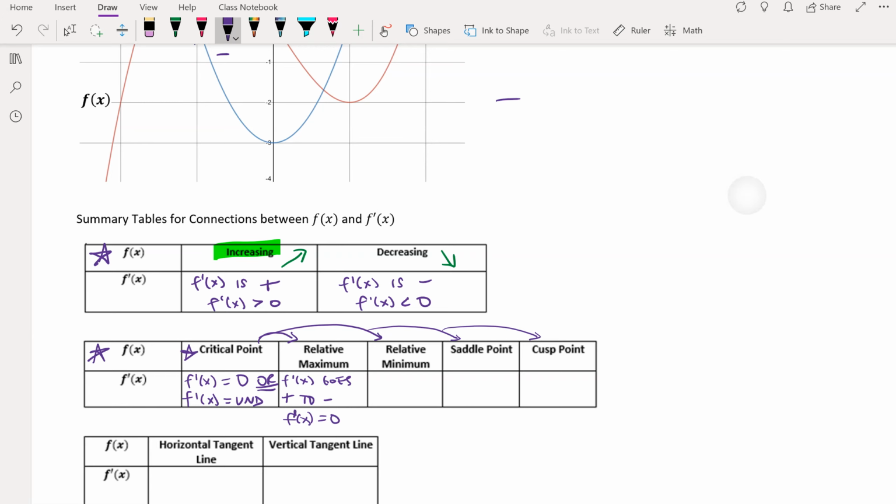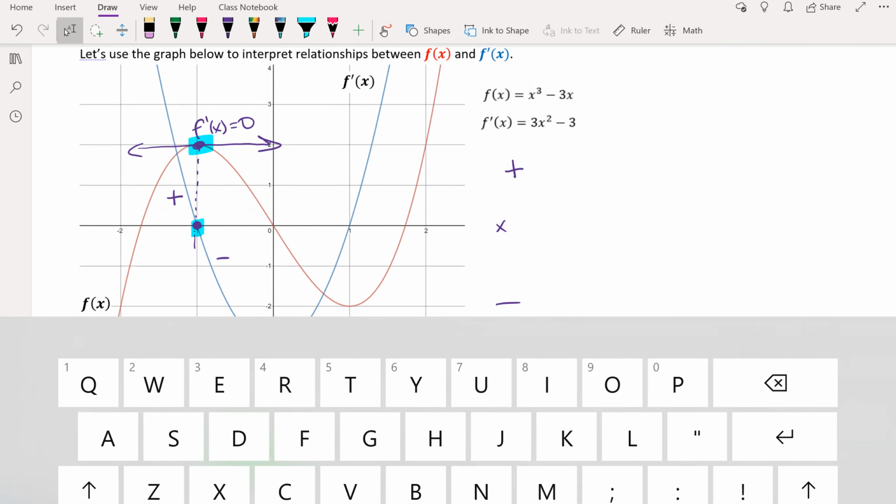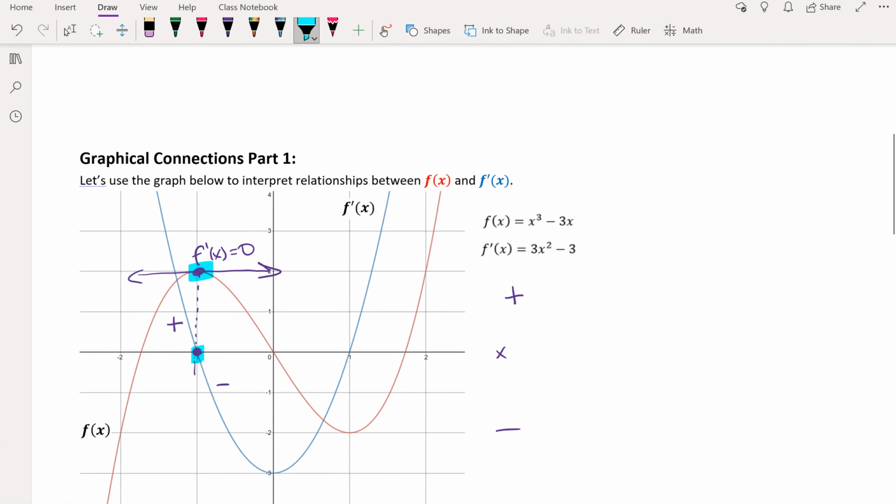Okay, what about for a minimum? I'll do that in green here. We have a minimum on our original function, f of x, right here. What's true with your derivative graph? Well, again, the derivative at this minimum, the slope f prime of x equals 0, and that is showing up on your derivative graph. We're at y equals 0, but also our derivative graph is changing from negative to positive.